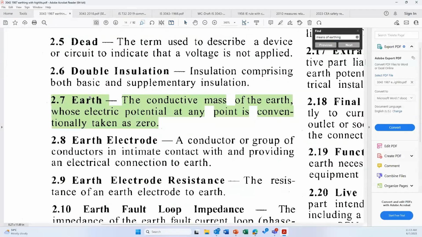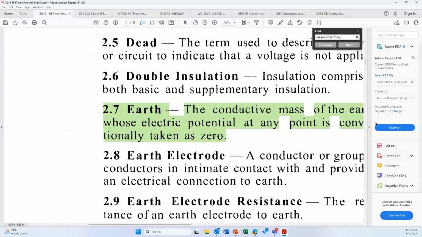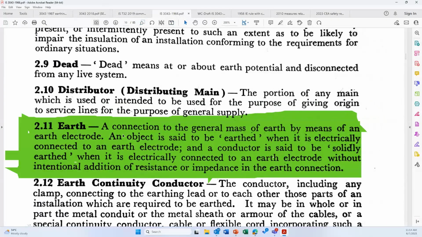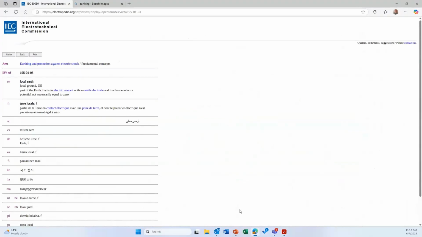However, because of these old definitions, the idea of being connected to earth, and so the immediate discharge of energy, for example the conductive mass of earth which was there in 1987 or 1966: the general mass of earth, by means of an earth electrode, an object is said to be earthed. So these were the definitions predominantly used in our country. However, in the modern world, these are not really applicable.